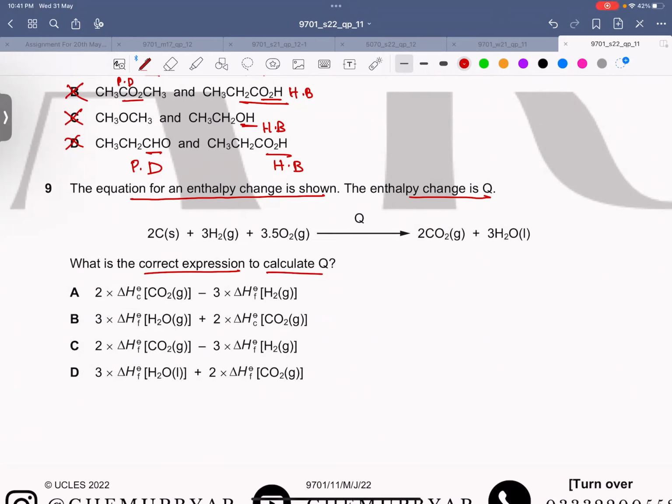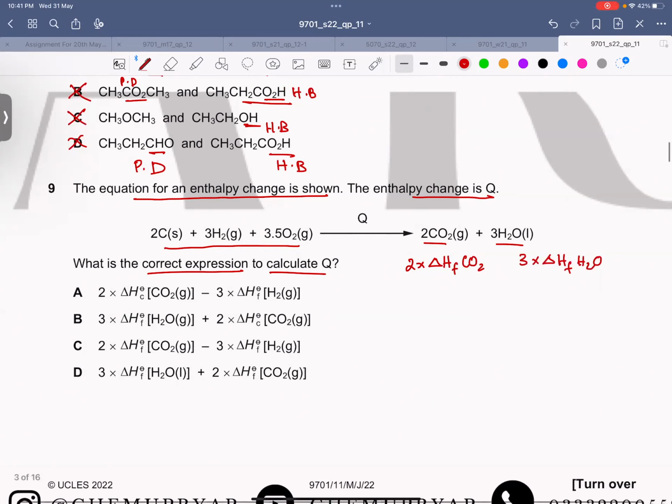If you see, we have our elements over here, and we are getting compounds. We are getting 2 moles of carbon dioxide. So because the elements are forming, I can consider it twice the enthalpy change of formation of carbon dioxide, and in the same way, 3 times the enthalpy change of formation of water as well, right? And both are being formed, so I have to add them.